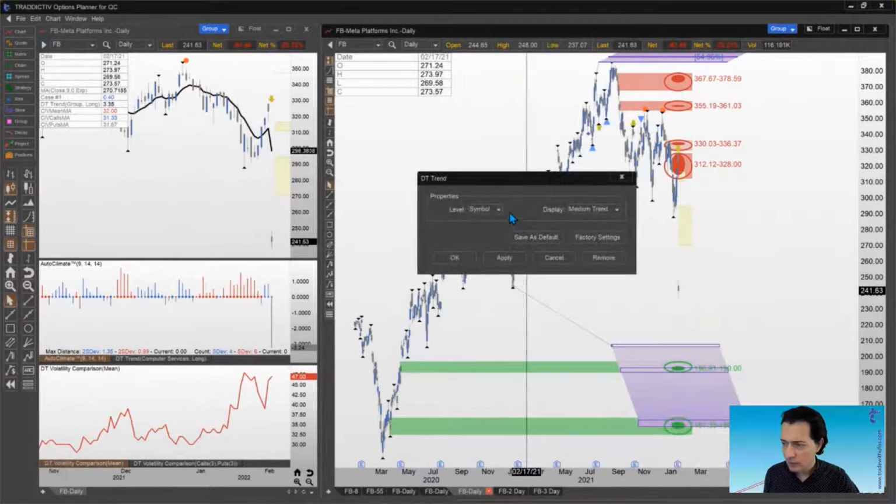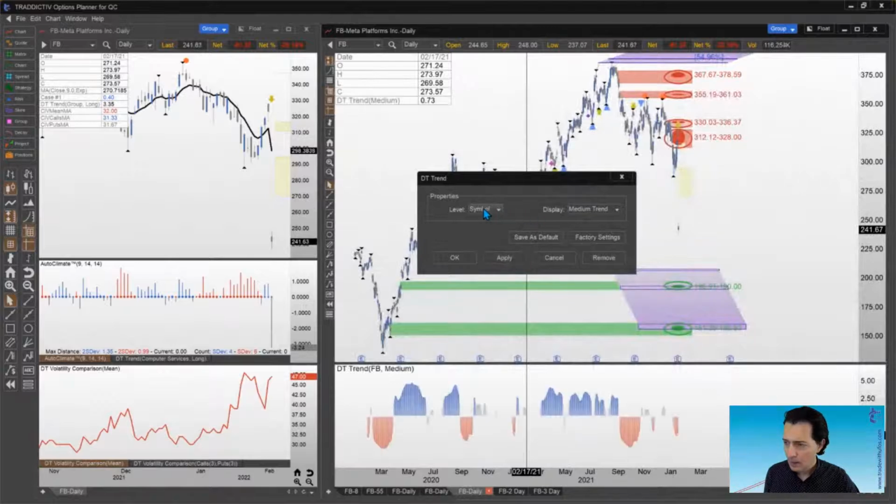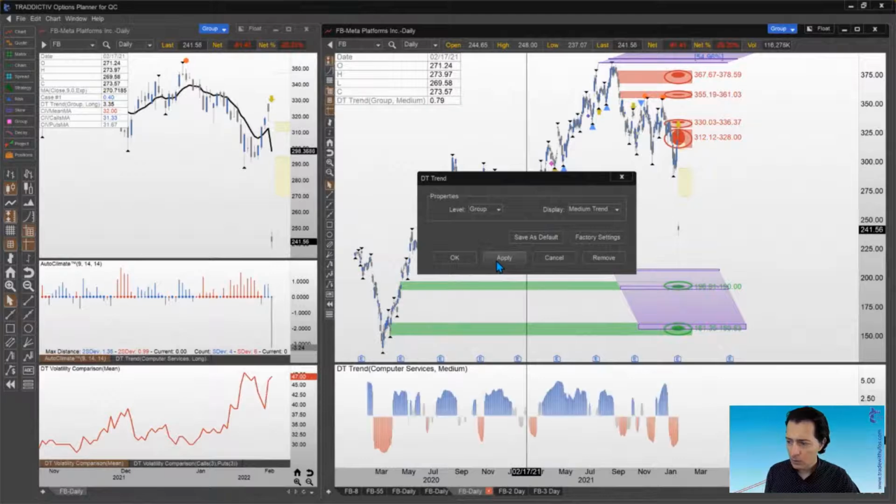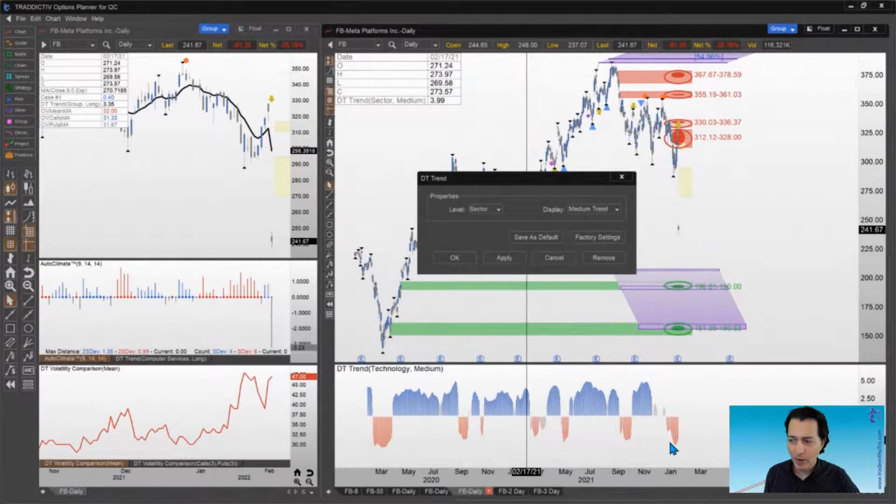If we add DT trend, and I look not at the symbol but at the group, what's happening to computer services? It's in the red. The sector, which is technology, is in the red. So it's not like we're dealing with a very strong sector, and that's the other reason why I'm adding that safety net. Therefore, waiting for the climate to be blue and then going for it makes sense, but you would be dealing with a weak sector and a weak group, and we know stocks are fragile, which was the first comment of the session today, I believe.